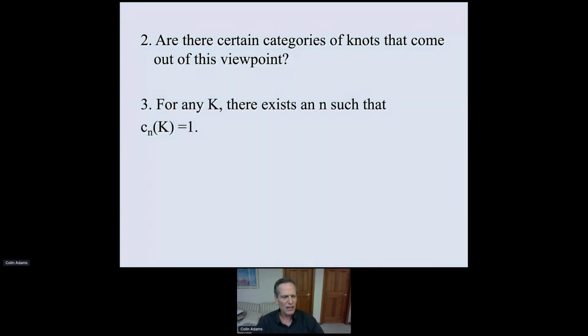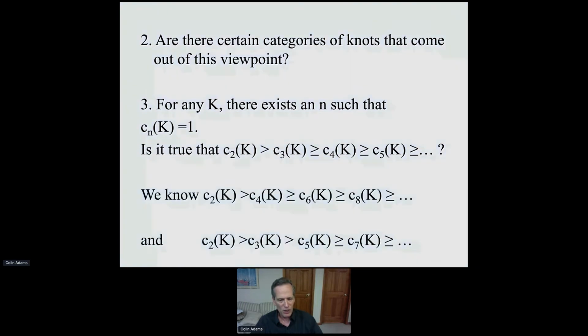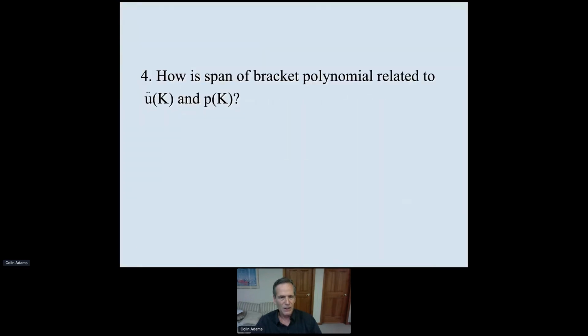Every knot has an n-crossing number of 1. Is it true that the n-crossing numbers are non-increasing? What we know is that the even ones are non-increasing and the odd ones are non-increasing, but we do not know that altogether they are non-increasing.